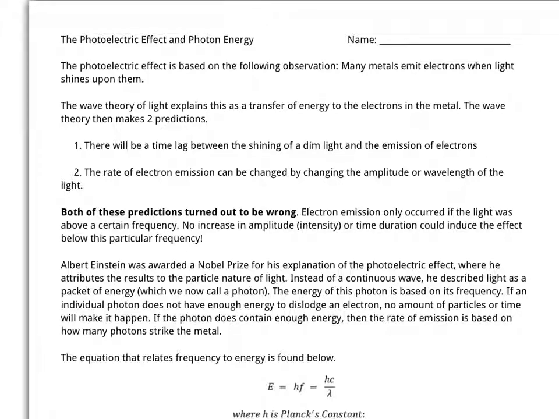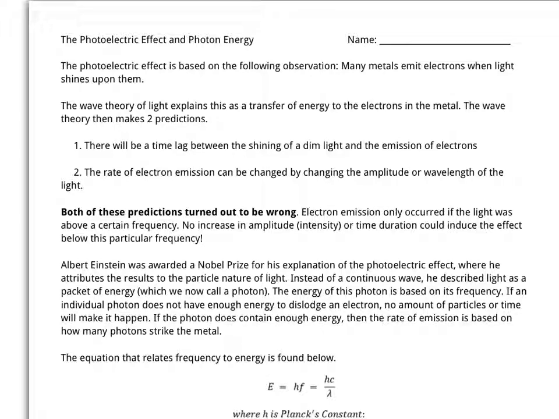Today I'd like you guys to start working on a new equation and a new concept called the photoelectric effect, and the equation is for photon energy. Because I'm not here to walk you through this, I'm going to put together a short video here so you can see what this equation is and how it's used.